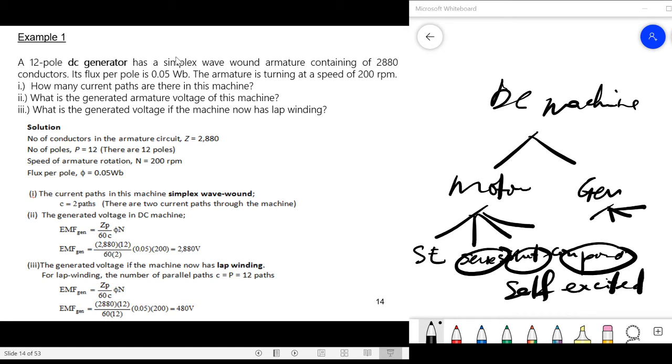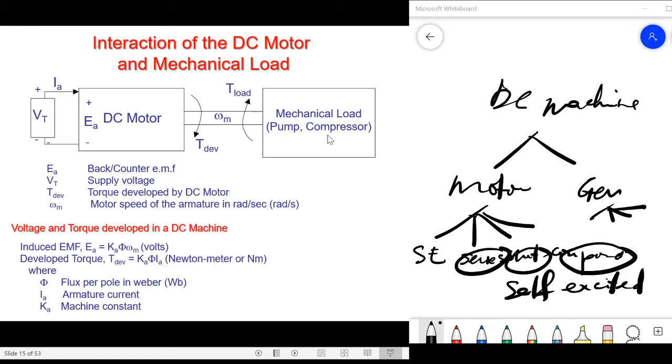A 12-pole DC generator has a simplex winding with one armature containing 280 conductors. Its flux per pole is 0.05 Weber. The armature is turning at 200 RPM. How many current paths are there in the machine? Tengok, this is all dia ada tunjuk. So you can study by yourself.